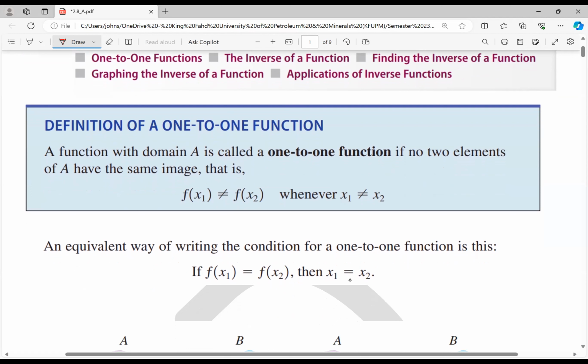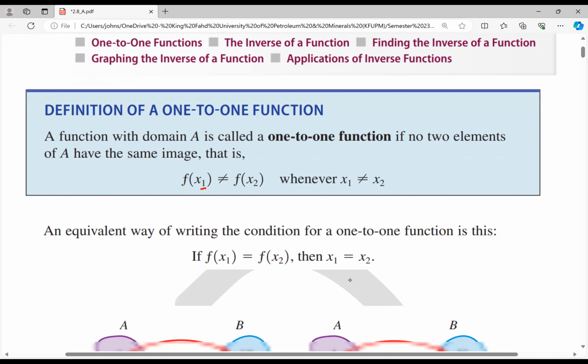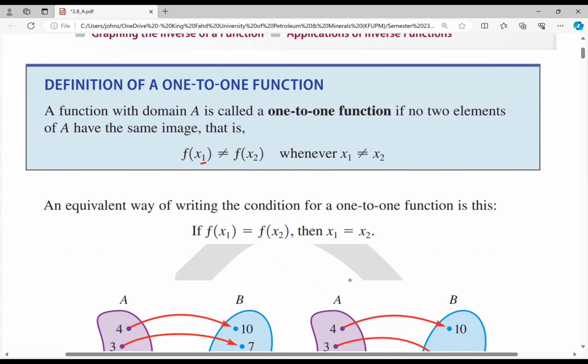It means if you take x1 and x2 to be from the domain of f, then f of x1 is not equal to f of x2 whenever x1 is not equal to x2. Another way of saying that is that if you have f of x1 equal to f of x2, then x1 must be equal to x2. If you have a function satisfying this condition, then we say that function is one-to-one.